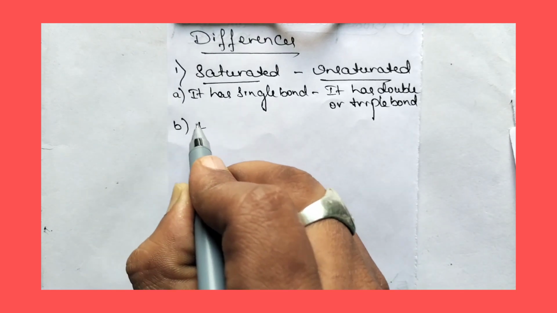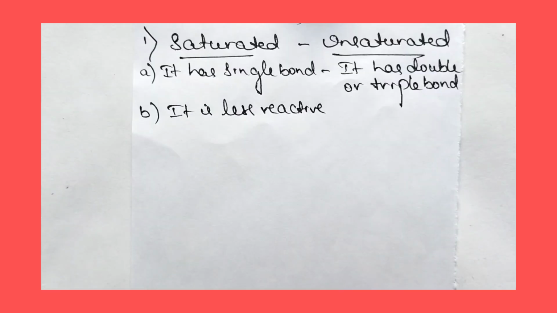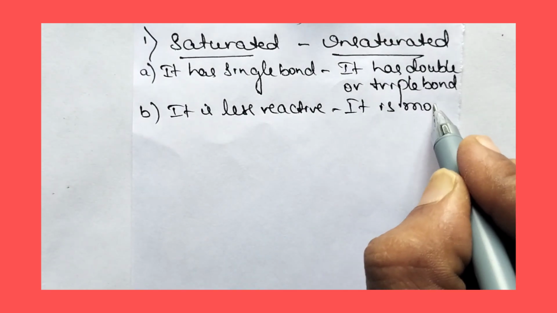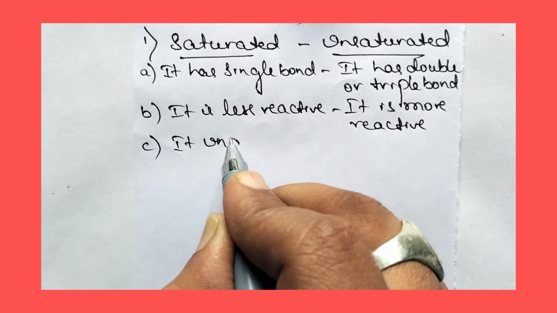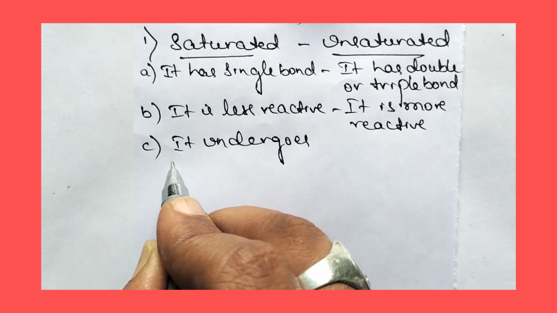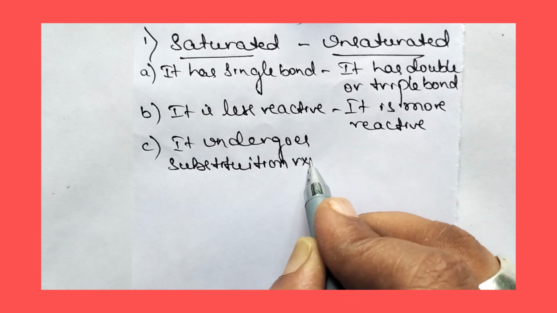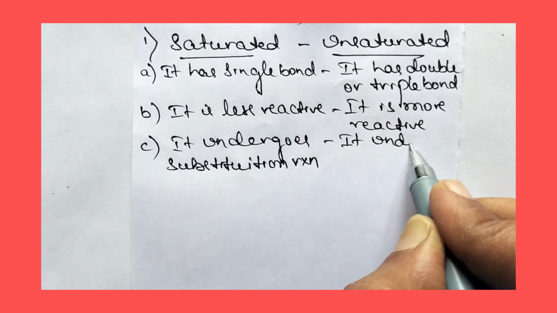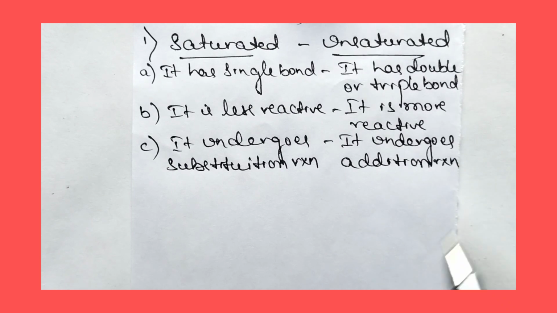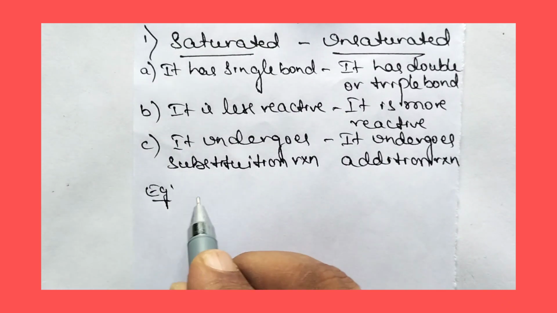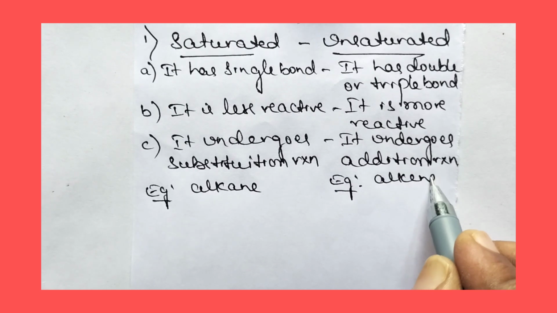Then the second difference: saturated is less reactive, unsaturated is more reactive. This is the second difference. Third difference: saturated undergoes substitution reaction. Unsaturated undergoes addition reaction. Example for saturated, alkane. Example for unsaturated, alkene and alkyne.